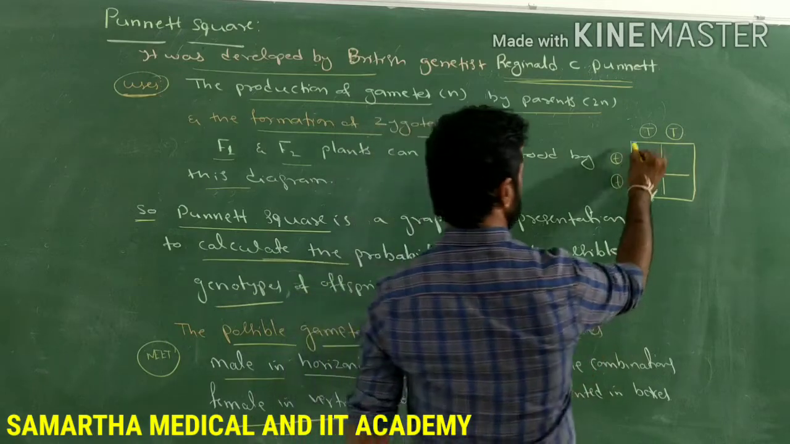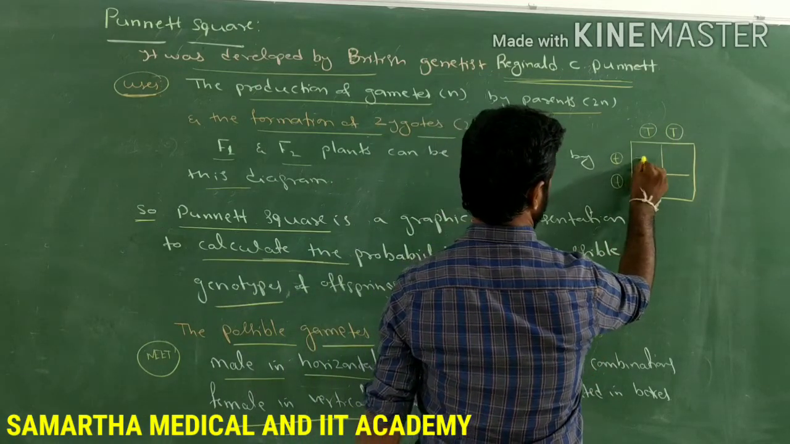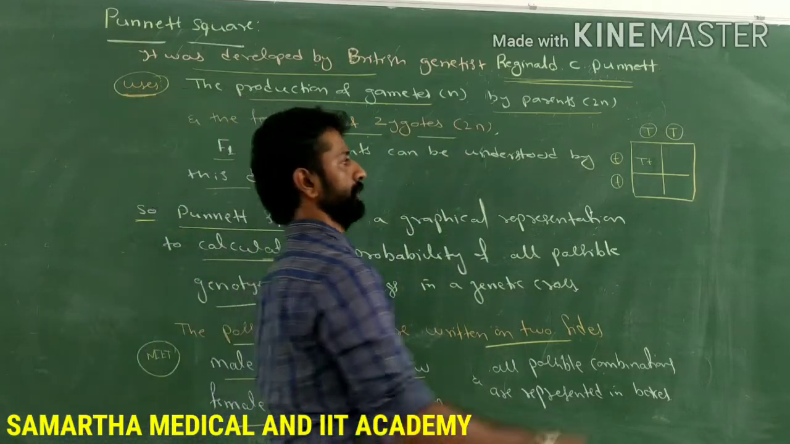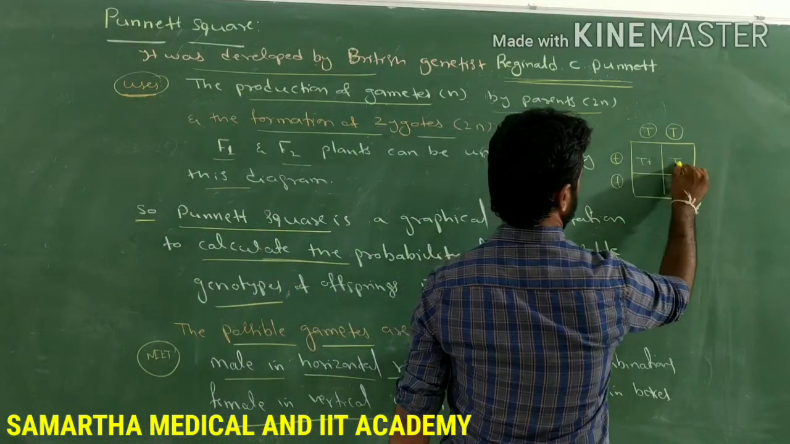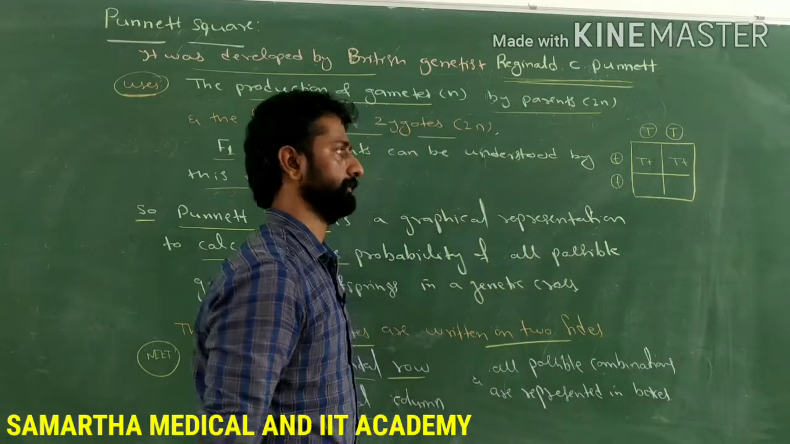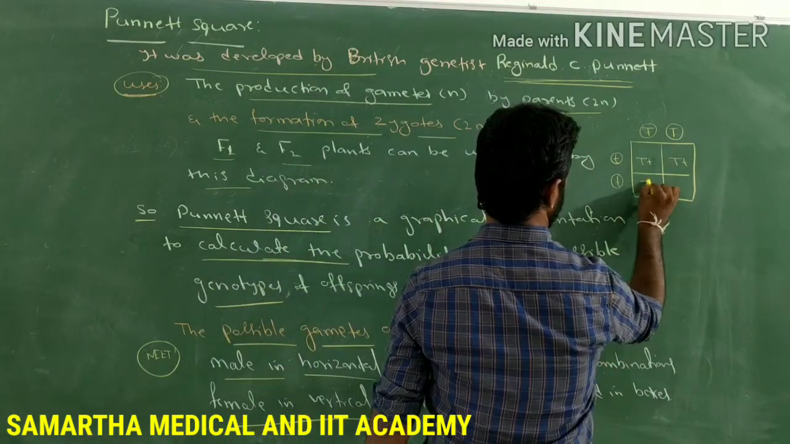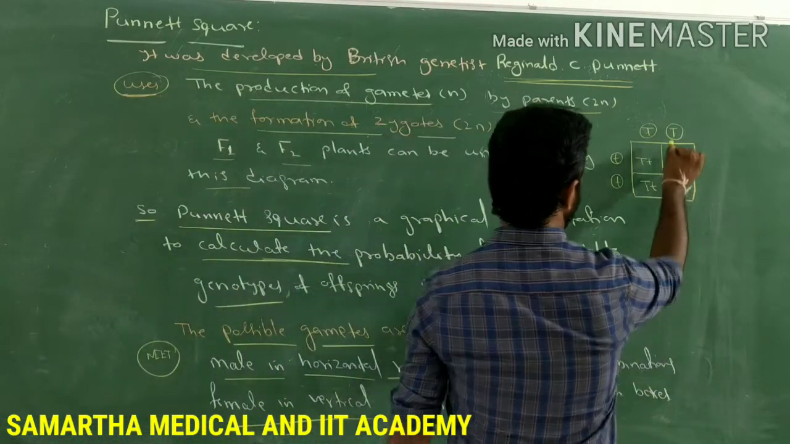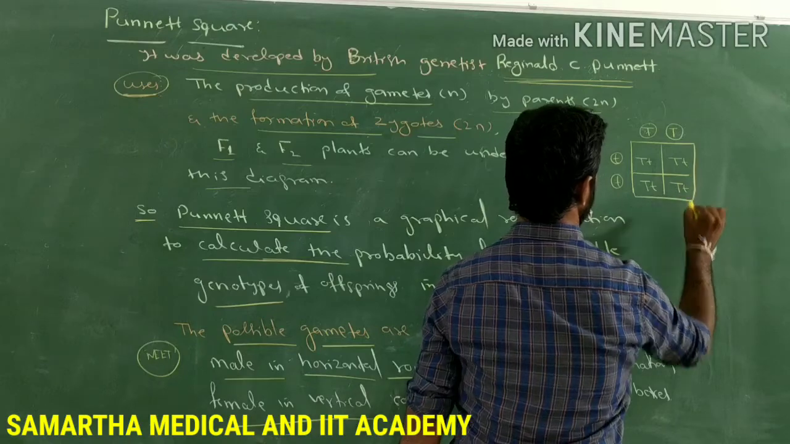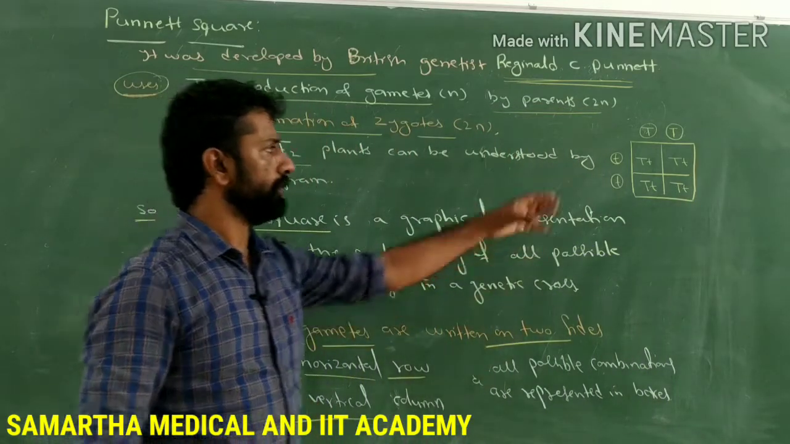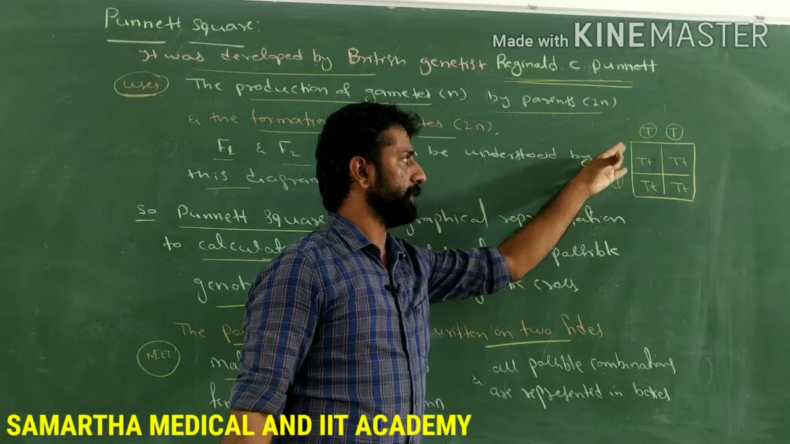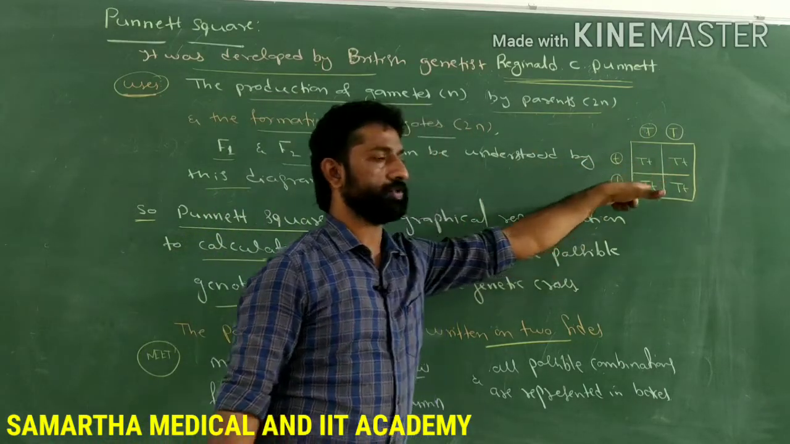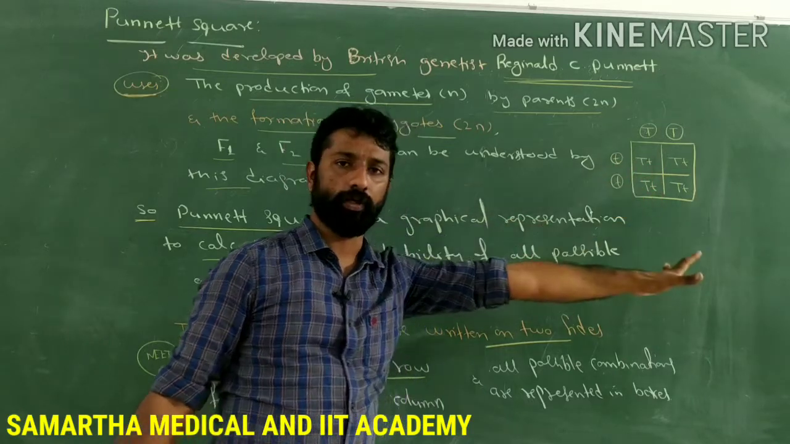Say for example, capital T and small t, their combination gives rise to the heterozygous tall plant. Then capital T and small t again gives a heterozygous tall plant, and again, and again. So by a cross between a pure tall plant and a pure line of the dwarf plant, all the progeny produced in the F1 generation will be tall only.